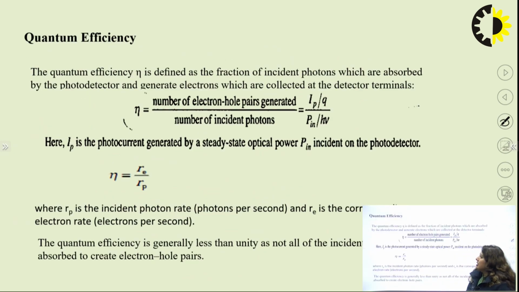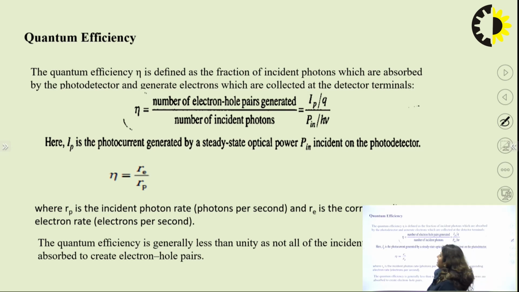Next, there is an important parameter in detectors called quantum efficiency. When the word efficiency comes, we have to see how many electron hole pairs are generated at the photodetector divided by the number of incident photons. We have to see how much is the incident photon and how much is the electron hole pair generated due to these incident photons. This will give you an idea about the quantum efficiency of the photodetector.